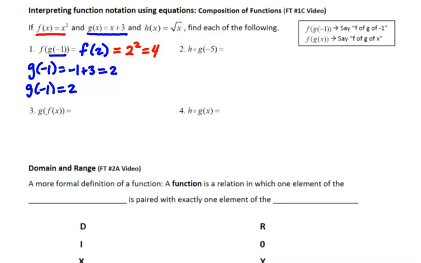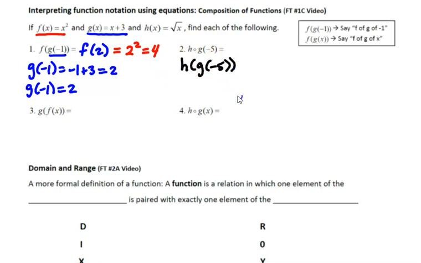Now the next one is very similar. It's just slightly different notation. This little circle here means "of." So we read this as h of g of negative 5. This actually means exactly the same thing as h of g of negative 5. It's just another way to write it. I tend to see this notation in college level books more, so I wanted you to be familiar with it, but they mean exactly the same thing.